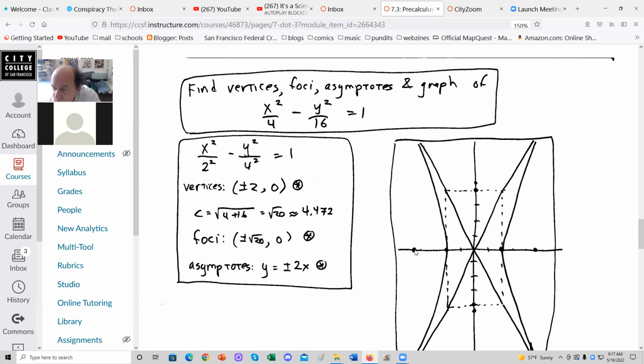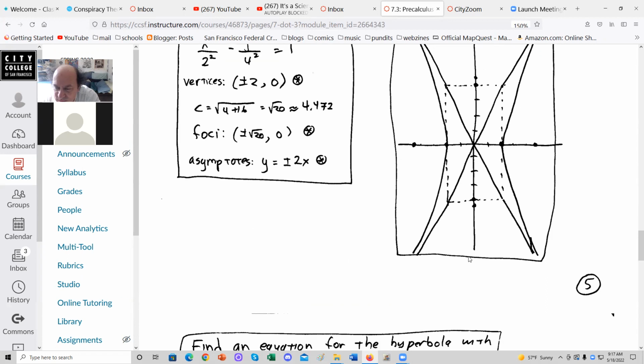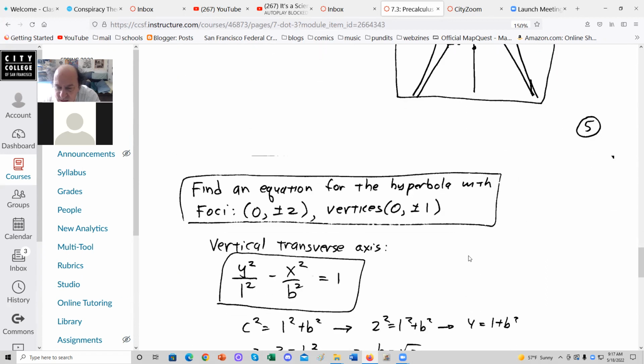So here and here. You can see that I mistakenly put foci here and here. My mistake. So here it is. This is the graph. All right, now let's run it the other way around.